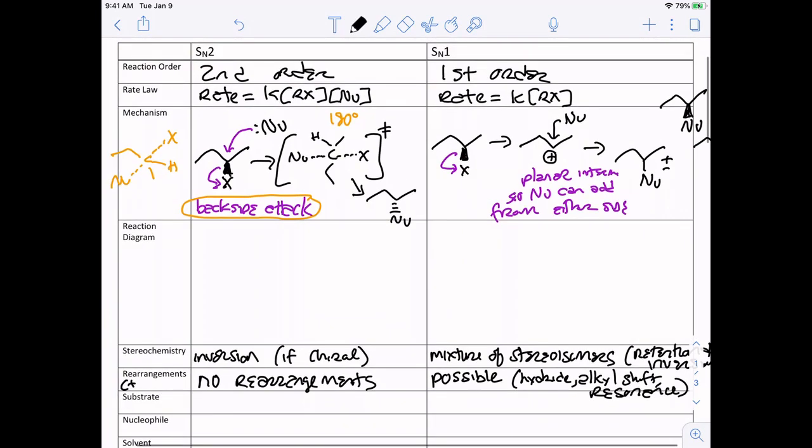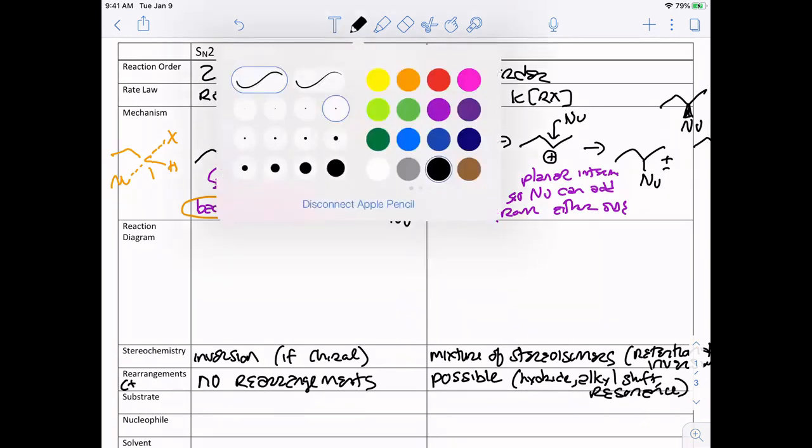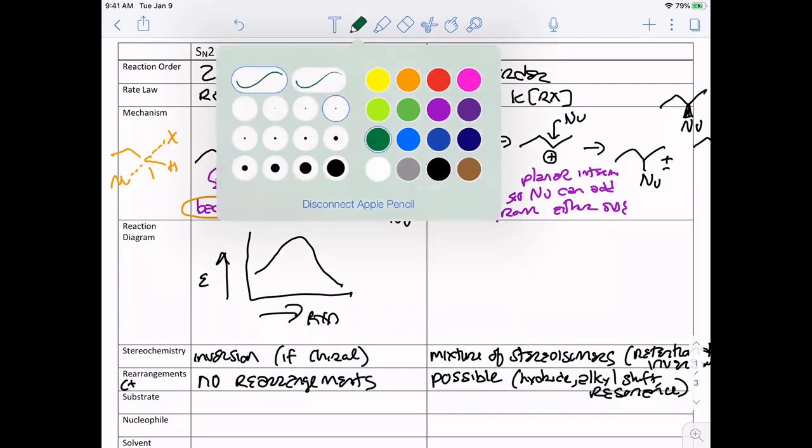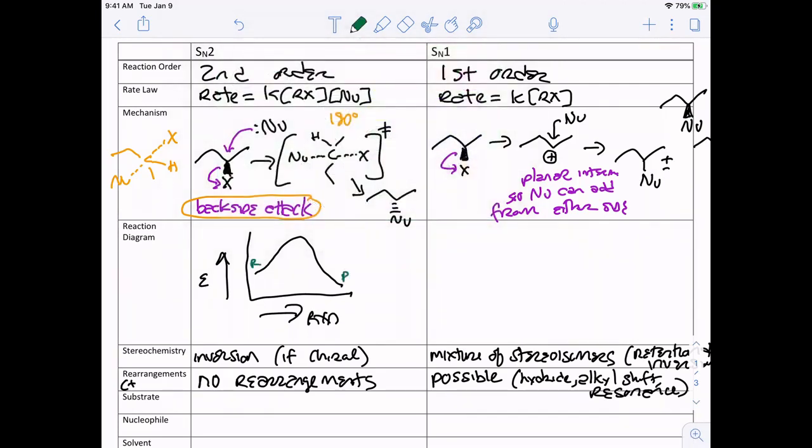So let's go back up and get our diagram in here. Reaction progress, my energy, because this is concerted, it just takes place in one step. So no intermediate. Right, I have my reactants, my products, my transition state. We can add our energy to it. So my activation energy, and then my overall energy change. I'm going to put delta G, but if you use delta H, I'm fine with that.